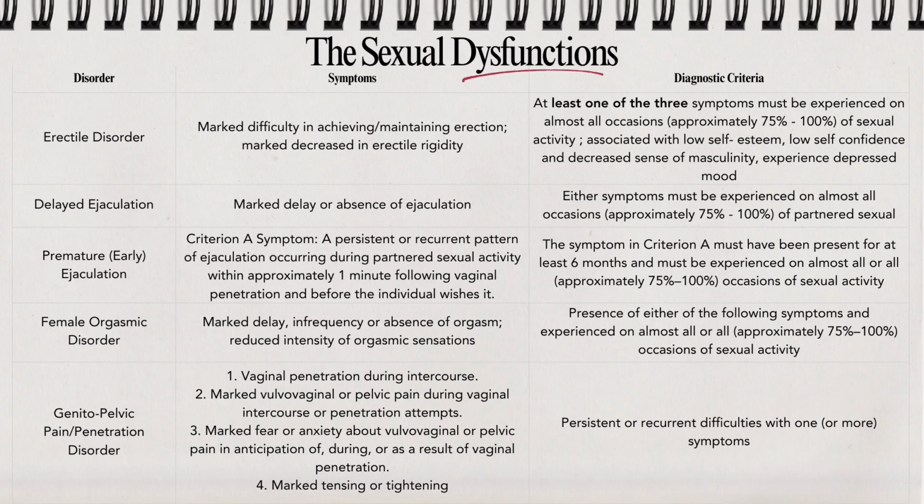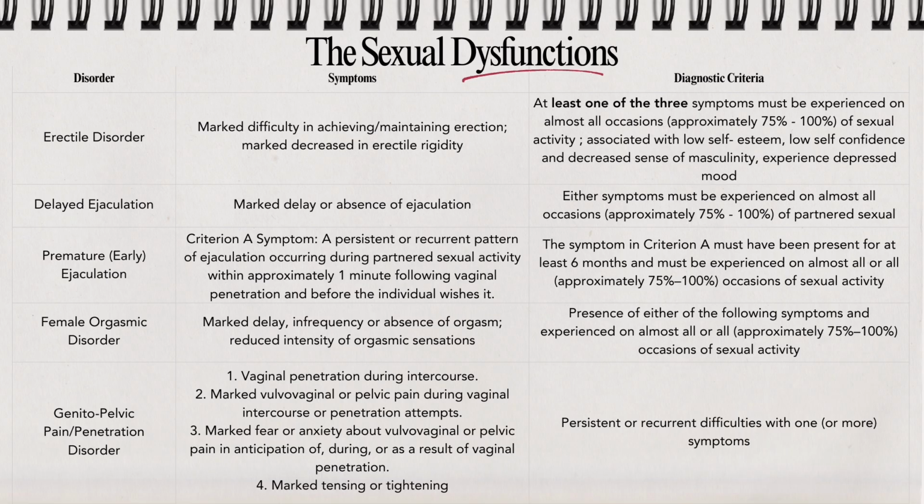Sexual arousal disorders include erectile disorder, which involves marked difficulty in achieving or maintaining an erection or reduced erectile rigidity in most sexual encounters. This condition is often associated with distress, lowered self-esteem, and performance anxiety, highlighting both biological and psychological factors. Orgasmic disorders include delayed ejaculation, premature or early ejaculation, and female orgasmic disorder.